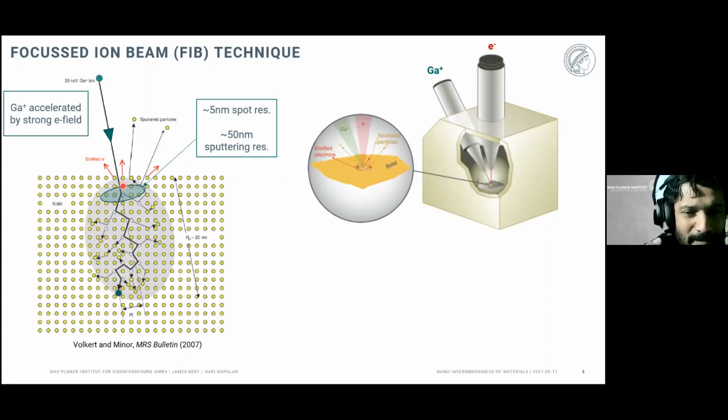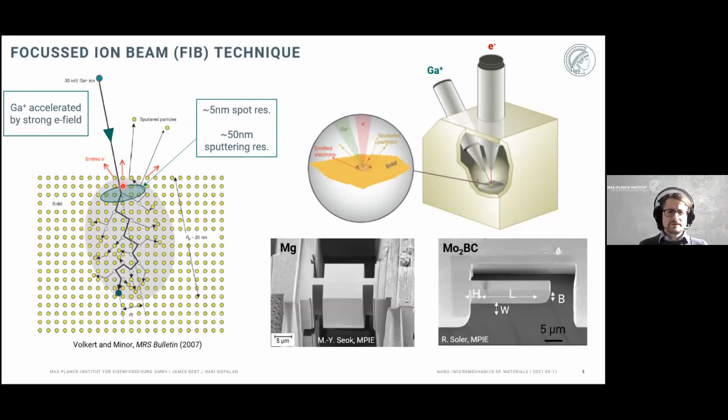But because these are massive ions and you cannot use electromagnetic lenses to focus them, you have electrostatic lenses. You typically get a sputtering resolution of the order of 50 nanometers. And because these are much heavier ions compared to electrons, for example, that means you can remove material through sputtering. Of course, you can sputter them and shape materials like we saw in the previous video.